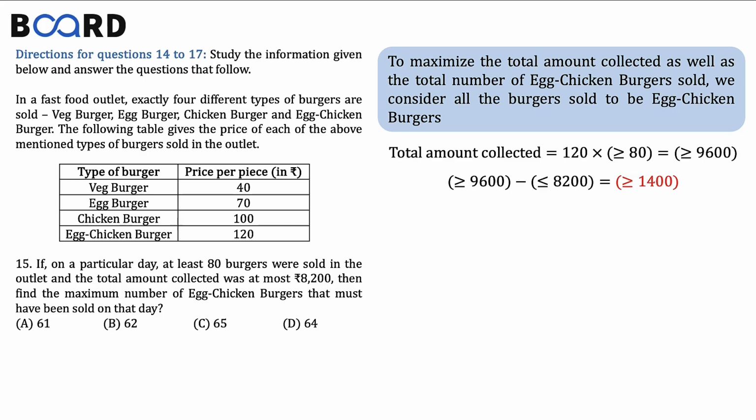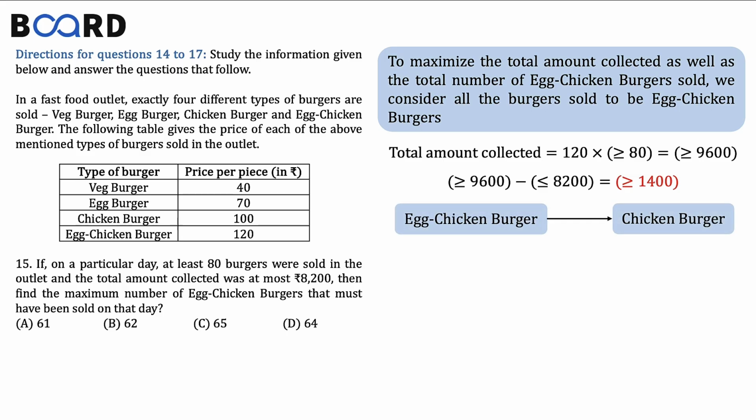Now, let's keep on decreasing the number of egg chicken burgers and let's keep on adding chicken burgers instead, right? Because the price of each chicken burger is high in comparison to veg burger and egg burger. So that can eat up more amount of money which has to be compensated. So the amount of money that has to be compensated, let's cover it up completely with chicken burgers only. If that is the scenario, then we'll start converting egg chicken burger to chicken burgers, right?